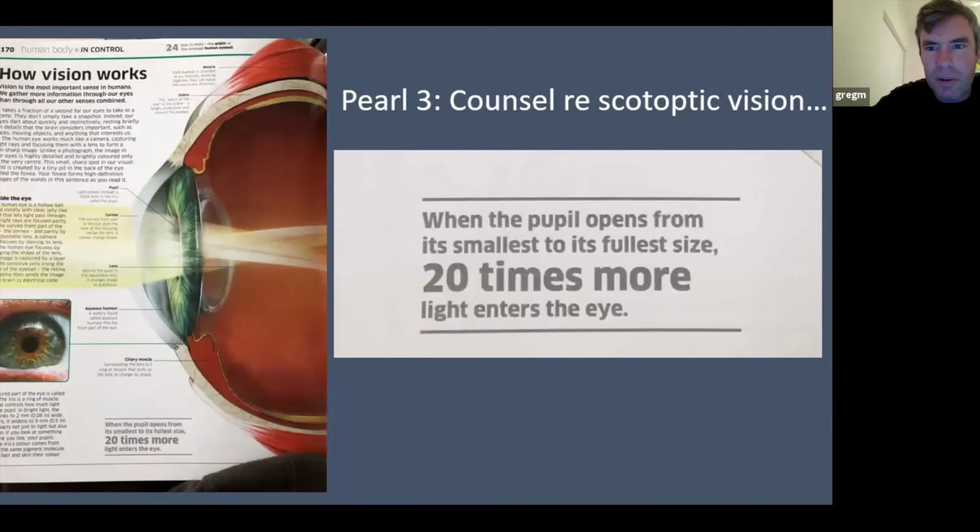My son had his 9th birthday on the weekend, and he got a book from a friend of his, called How Things in the Body Work. There's a page in there called How Vision Works, which I found very interesting. Even my 9-year-old son can tell you that when the pupil opens from its smallest to its fullest diameter, 20 times more light enters the eye. And that's certainly the biggest thing that I've noticed, and that I counsel anybody receiving an IC8 preoperatively now, is that your scotopic vision will be noticeably different.